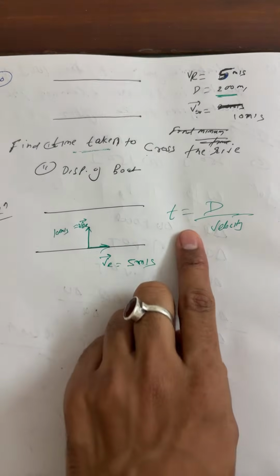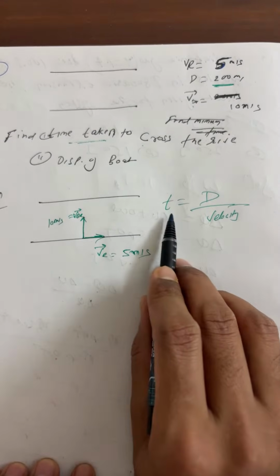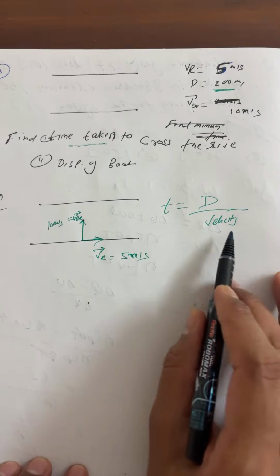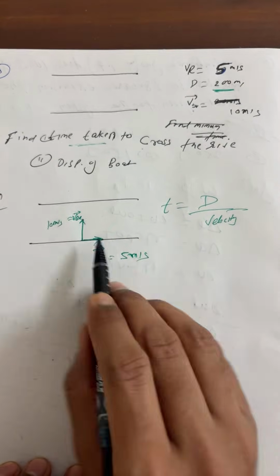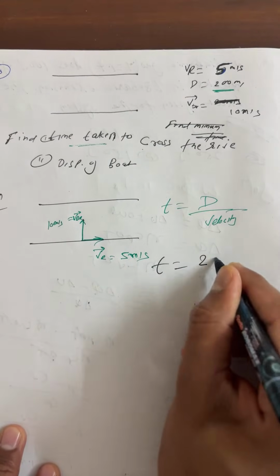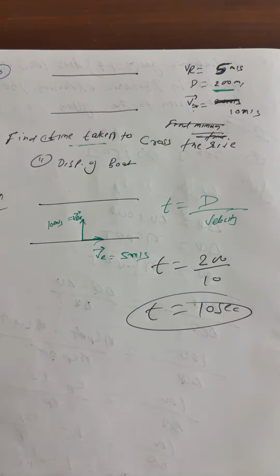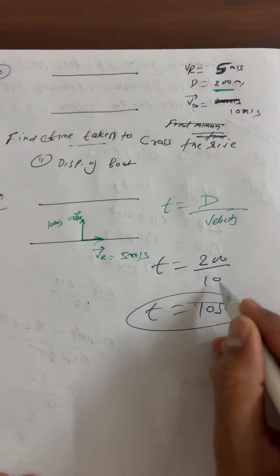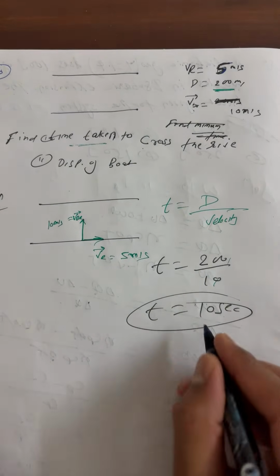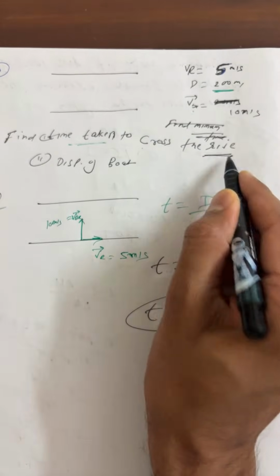First we have to find the time. We try to understand which velocity is applicable here. For getting time, this velocity only is responsible. So simply we can write for time: distance is 200 by 10, so you get time basically 10 seconds. Sorry, I wrote wrongly here. It's 20 seconds, my dear. It's basically 20 seconds.